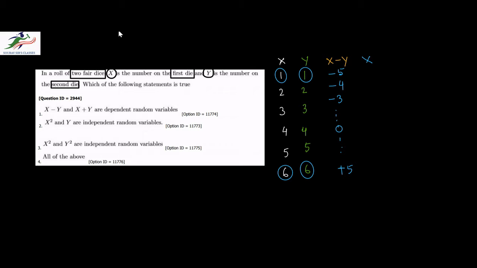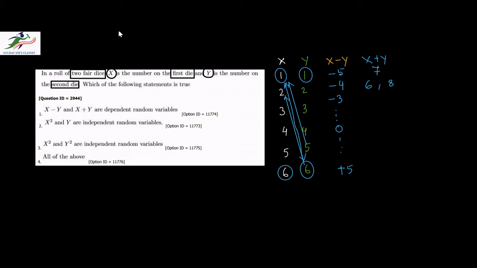So what will be the values of x plus y in each case? When x minus y is 5, it can be only because of this combination, so x plus y would be 7. However, when x minus y is minus 4, it can be 6 minus 2 or 5 minus 1. It can happen in both cases. So 1 minus 5 or 2 minus 6 both give minus 4. So the possible values of x plus y would be 6 and 8.